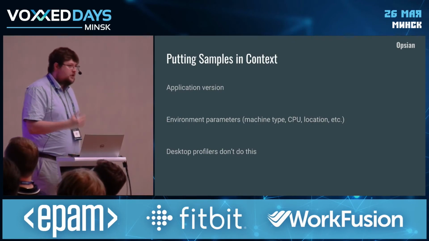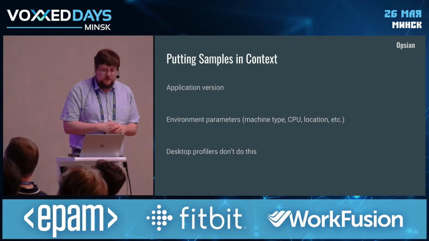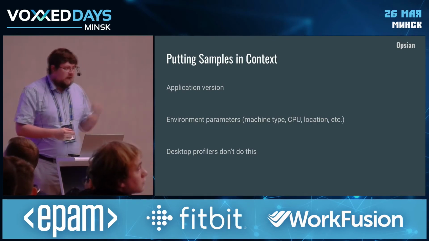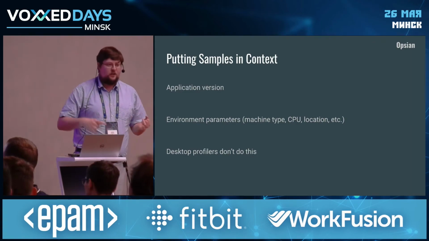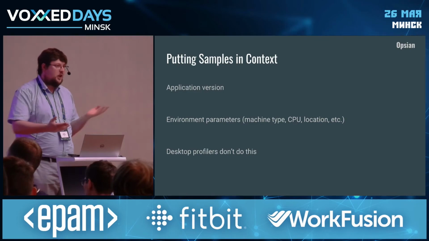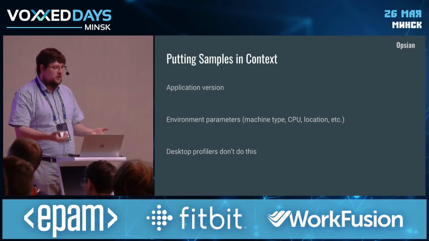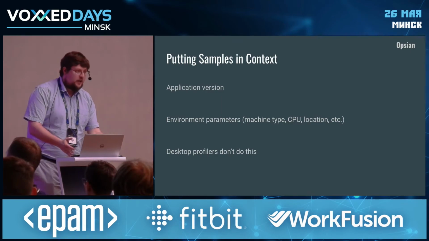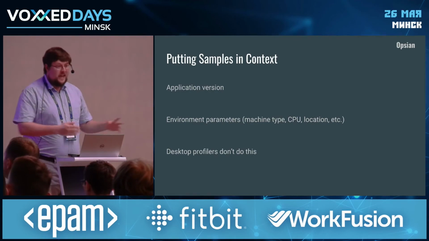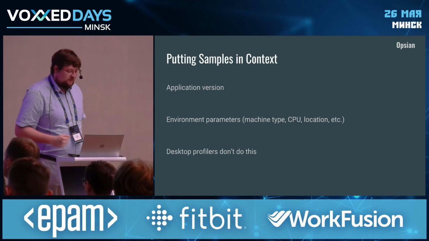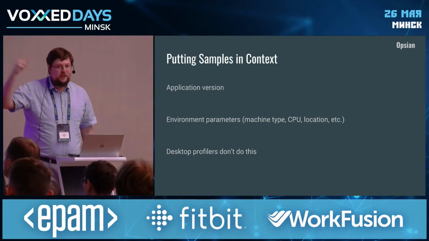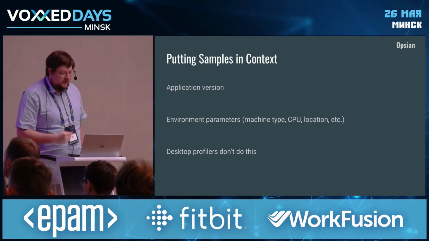And you can also put samples in context if you run an always-on system. You can put versions of your application associated with them. Environmental parameters, what's the type of machine, where's it based, what's its location. Desktop profilers, again, they just don't have this kind of information because it doesn't fit their usage model, right? Their usage model is running on a local machine, connecting up to it. Production profiling systems like APM tools, which have some of this kind of information, can do it. APM tools are often aware or connecting for when you release a new version, and they can keep track of that information.